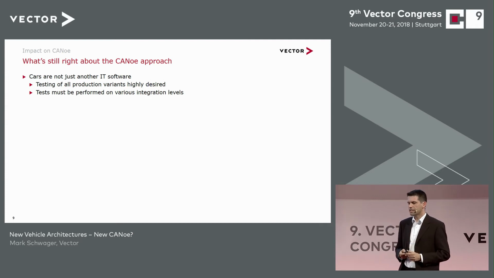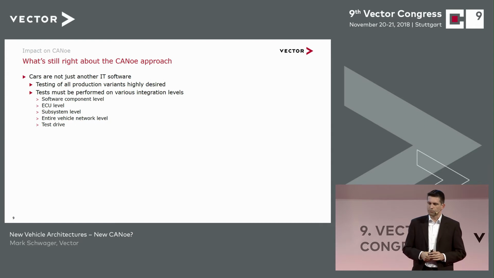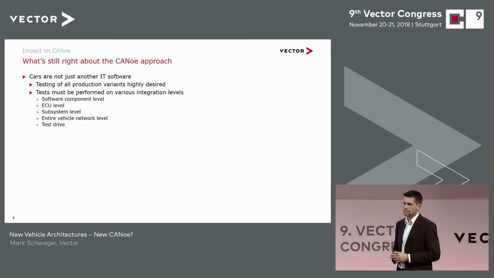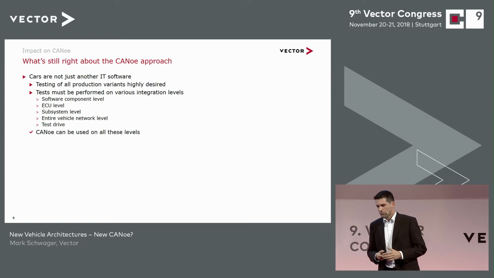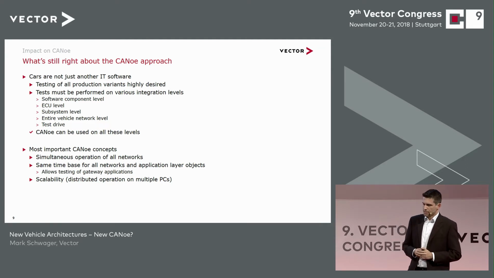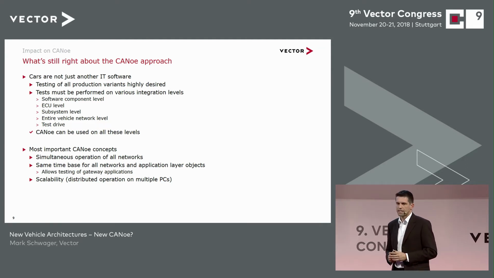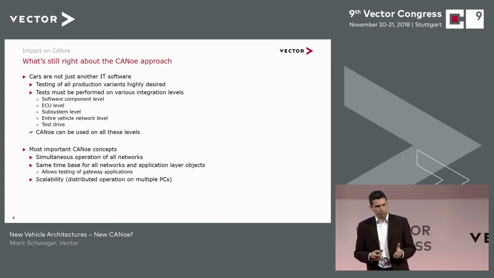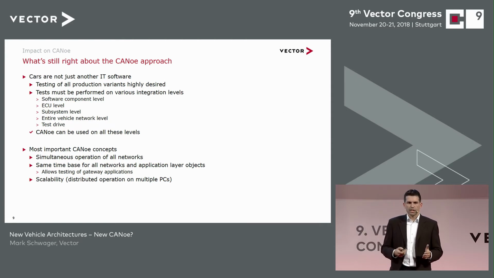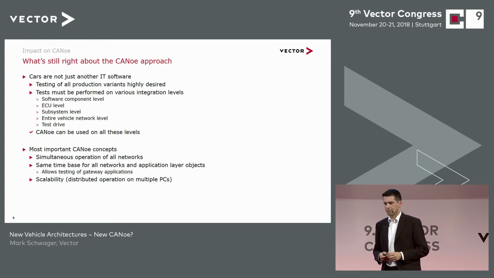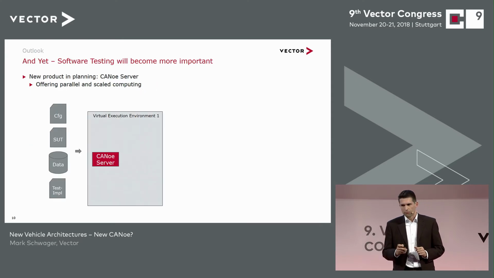And the tests must actually be performed on the various integration levels during the development. From software component level, ECU level, subsystem level, and so on, up to the entire vehicle network level and the test drive, we need to ensure and safeguard that everything works. And CANoe can certainly be used for all that on all these levels. Now, what are the most important CANoe concepts? We can simulate and measure all networks at the same time. We've got the same time base for all these networks, and we do have scalability on the part of CANoe, so we can distribute it on multiple PCs.